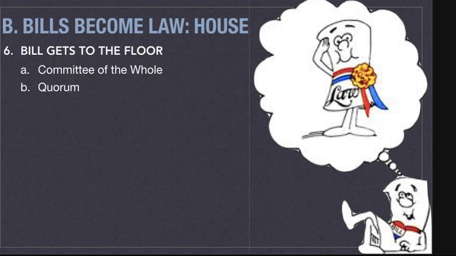Now, in the House, the bill gets out to the floor. The Rules Committee puts it on the calendar, and it is time to vote. We have something called the Committee of the Whole, and the Committee of the Whole is the idea where you are going to have everybody in the House of Representatives present, including the Speaker, to vote on this bill.